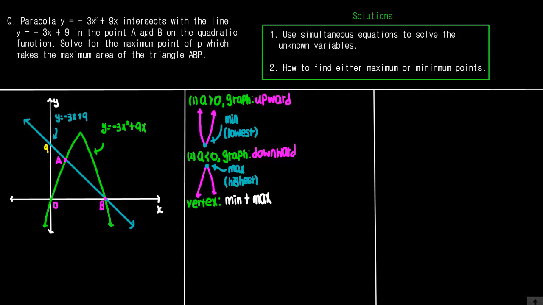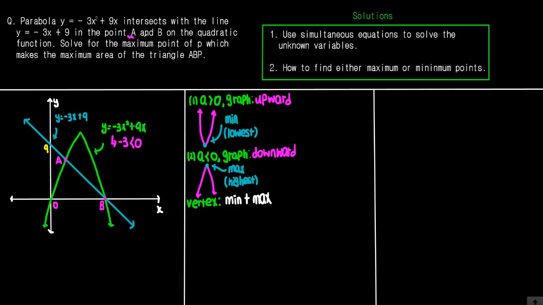Our quadratic function is y is equal to negative 3x squared plus 9x. According to this property, the leading coefficient is negative 3, which is clearly less than 0, which means negative 3 is a negative value, so the graph of our quadratic function will only contain a maximum point, the highest point on the graph, and the graph will go downward.